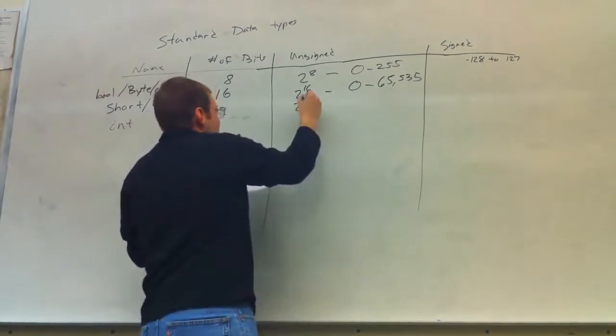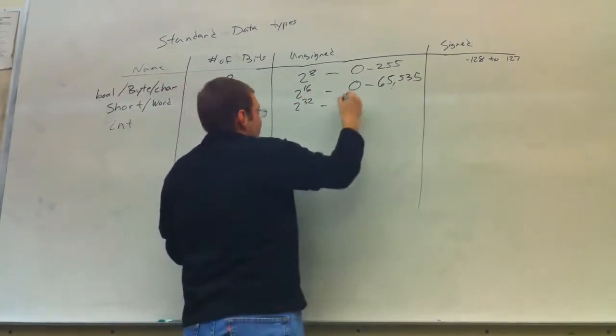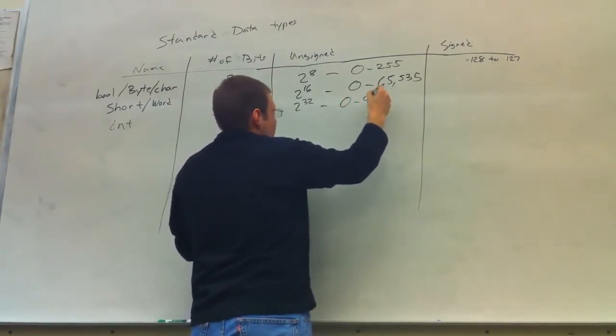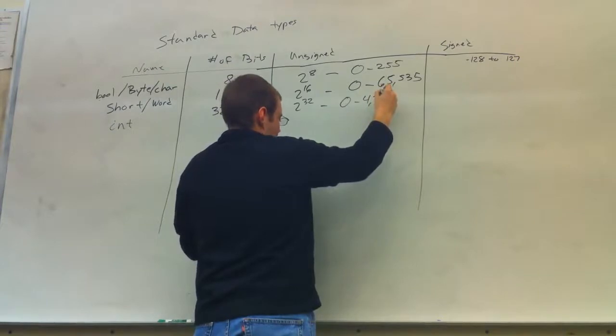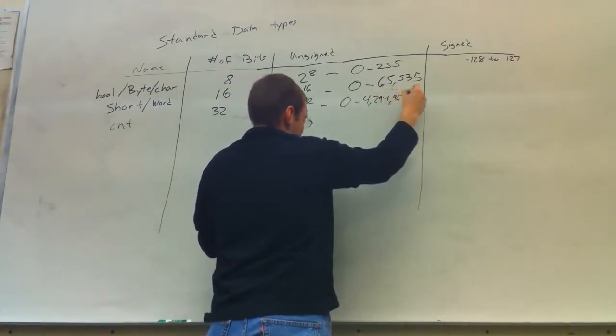So we get 2 to the 32nd power, and I'm just going to go 0 to 4 million, 4 trillion, sorry, billion, 294 million, 967,295.